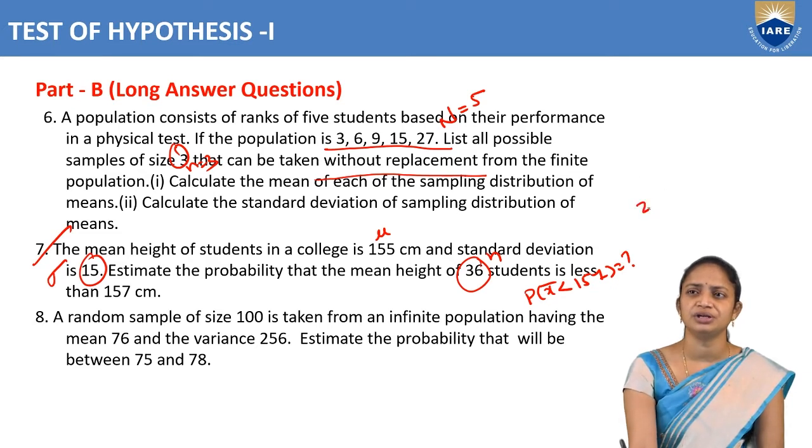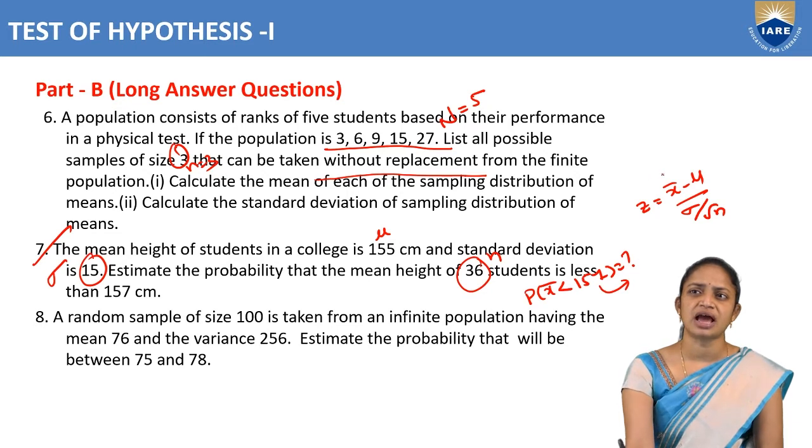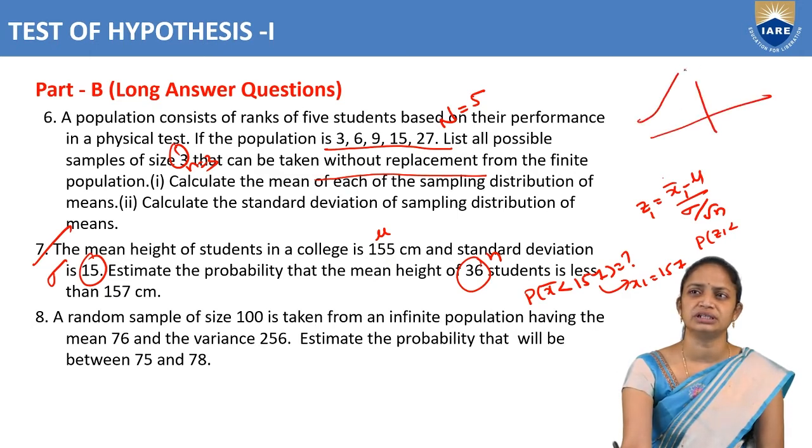According to this formula, we have to use x bar minus mu by sigma by root n. So z1 equal to x1 bar minus mu by sigma by root n, where x1 equal to 157. From that we have to find the z value. From the z value we can find the probability by using the curve.